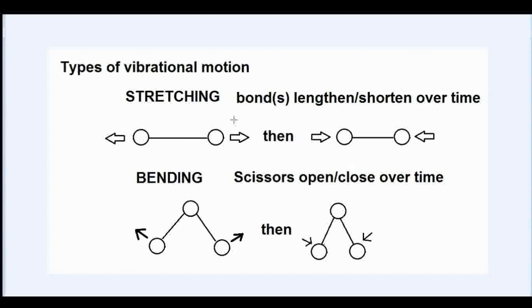The second kind of vibrational motion is bending motion, and this occurs with a set of three or more atoms. When you have, let's say, three atoms, there is a bond angle. In the bending motion, the bond angle increases and decreases, increases, decreases with time. It's like a pair of scissors opening and closing over time. That kind of motion is important in molecules, and we call it a bending motion.